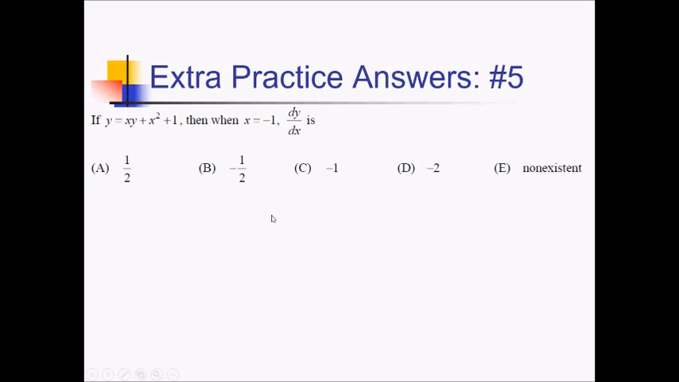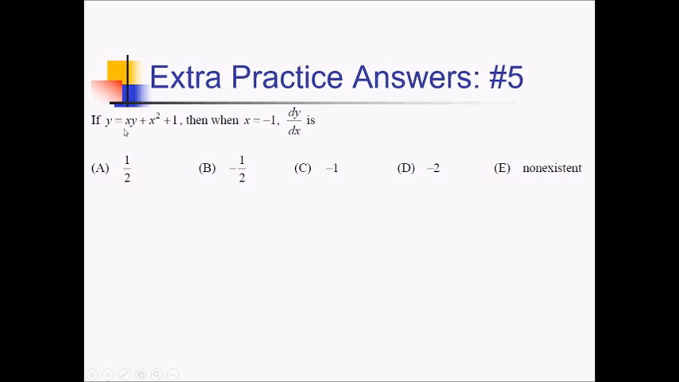On this problem, we want to know the derivative of this curve when x equals negative 1. So let's go ahead and take the derivative, and we're going to need implicit differentiation for this. y is going to be kind of tricky to isolate. I could do it, but I think implicit differentiation is just going to be faster.